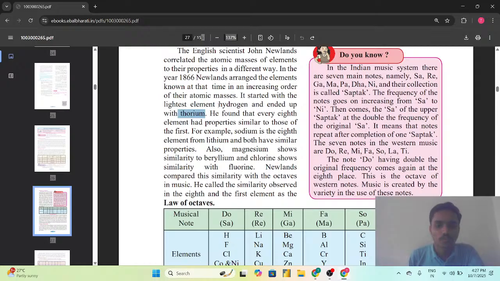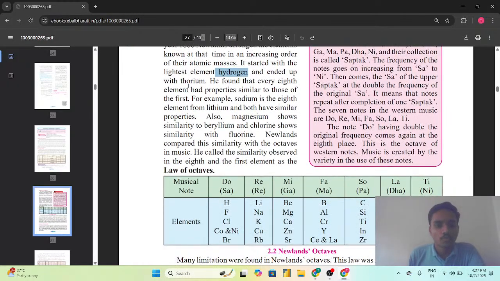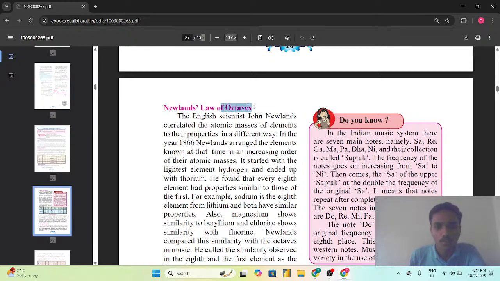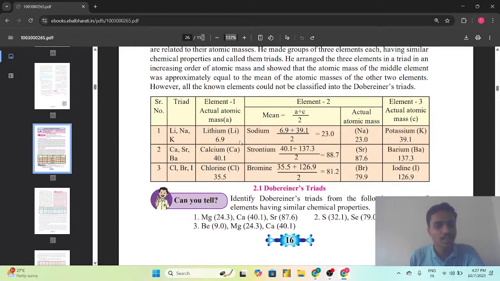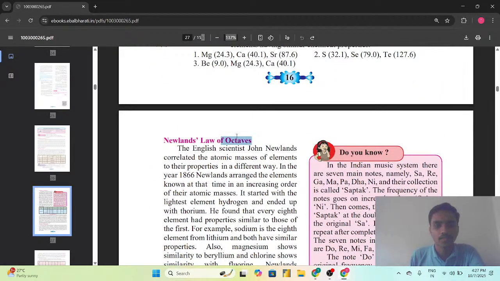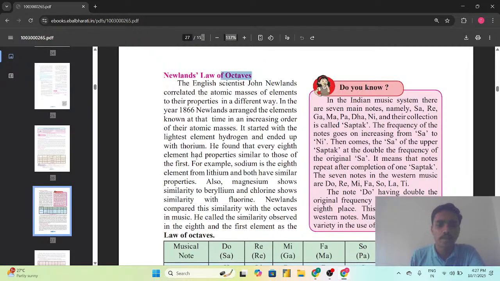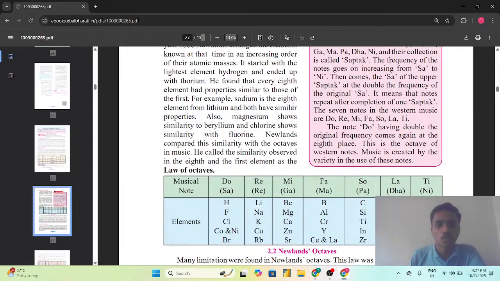We all know that atomic mass of the hydrogen is smallest in whole periodic table, and thorium with the largest atomic mass. He found out that every eighth element had the properties similar to those of the first, as the name suggests, the octaves. So he made the group of the eight elements. As we have seen that Dobereiner made the group of the three elements and called them as the triad. But Newland here made the group of the eight elements because he observed that every eighth element was showing the property similar to those of the first. So for example, sodium is the eighth element from the lithium and both have the similar properties.